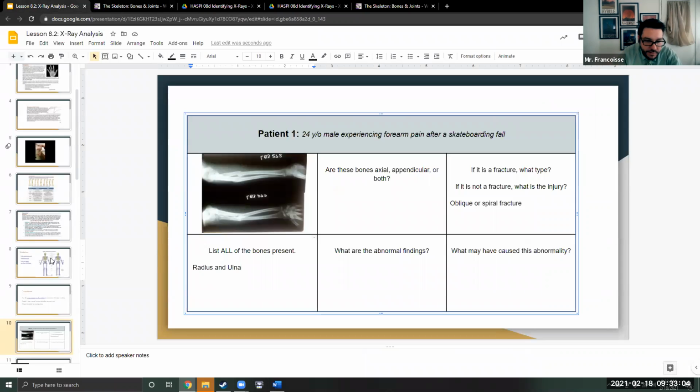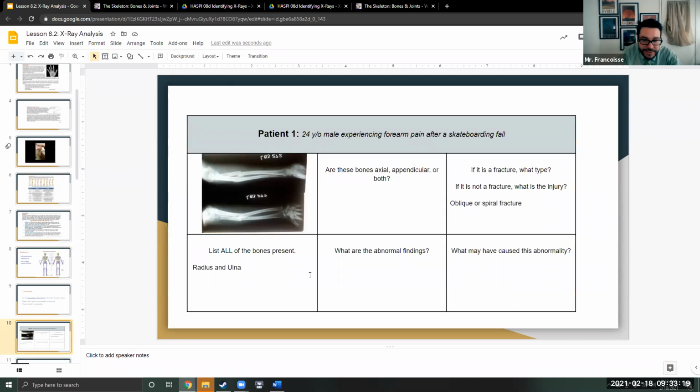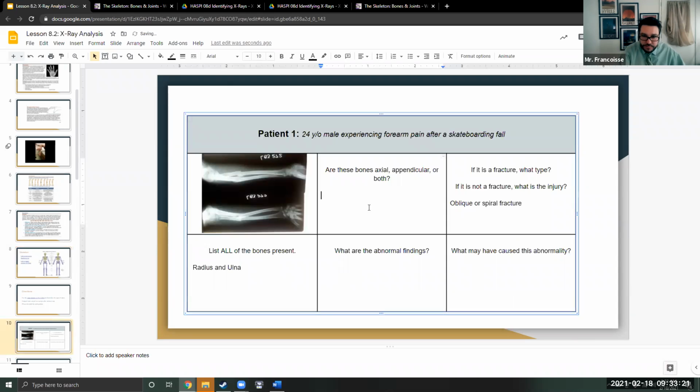For our skeleton, are these bones axial, appendicular, or both? We're looking at the arms, right? So if we're looking at the arms, they are our purple, which would be our appendicular. We're only looking at the arms, so we classify this as appendicular. That's the arms only. Okay, cool.